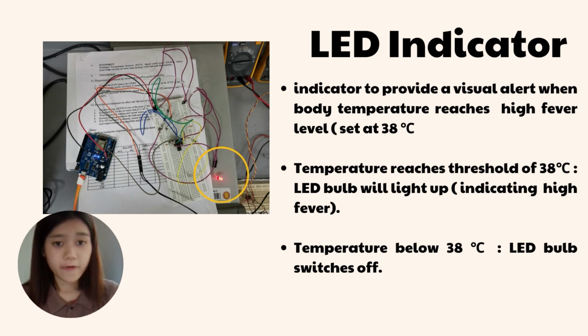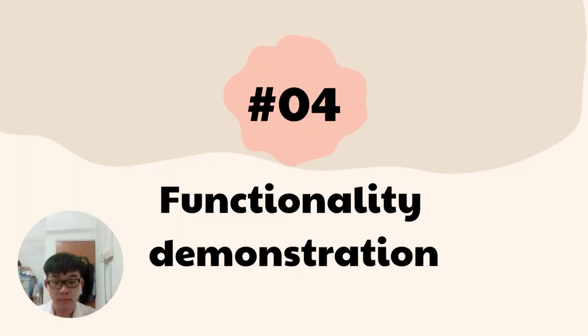The last component of our instrumentation system is the LED indicator. An LED is used as an indicator to provide a visual alert when the body temperature reaches a high fever level, which is set at the temperature of 38 degrees Celsius. When the temperature reaches this threshold, the LED bulb will light up, indicating the presence of a high fever. When the temperature is below 38 degrees Celsius, the LED bulb will switch off.